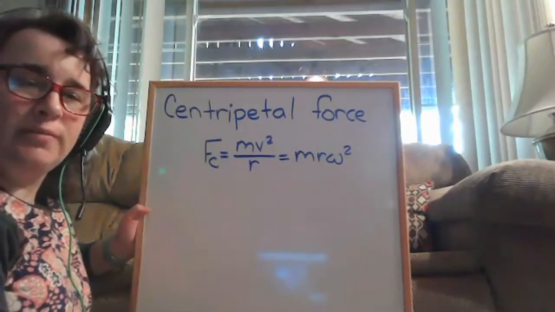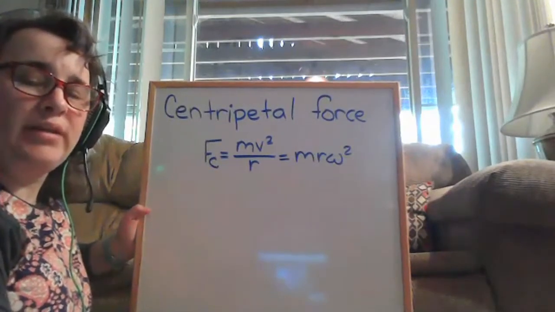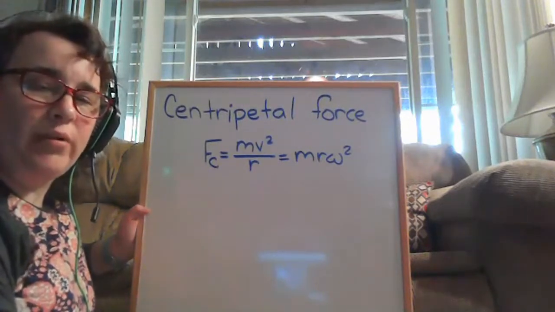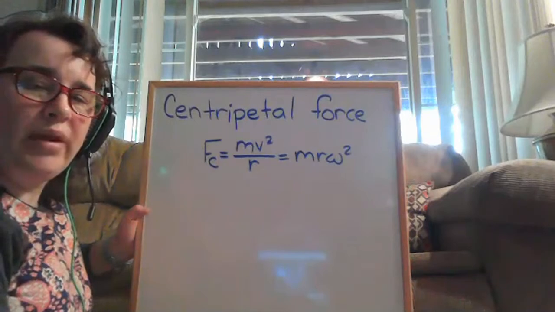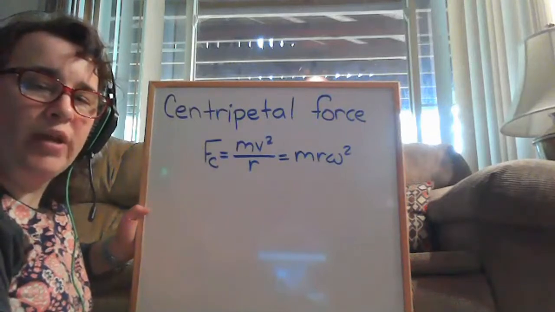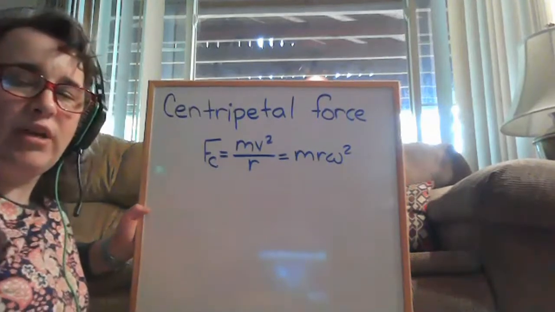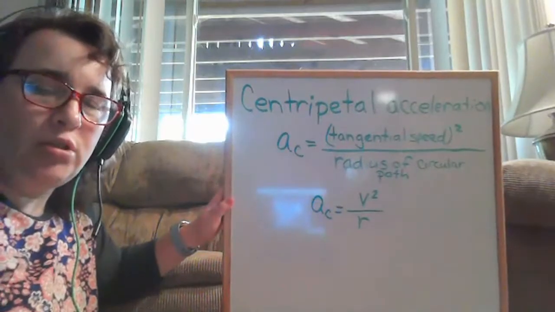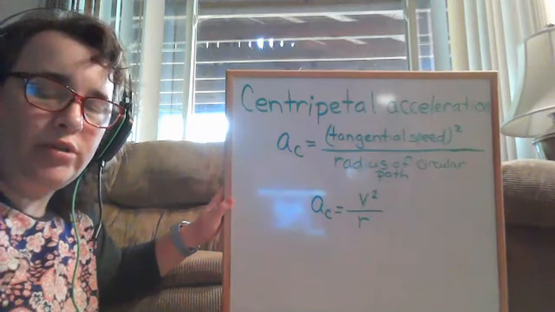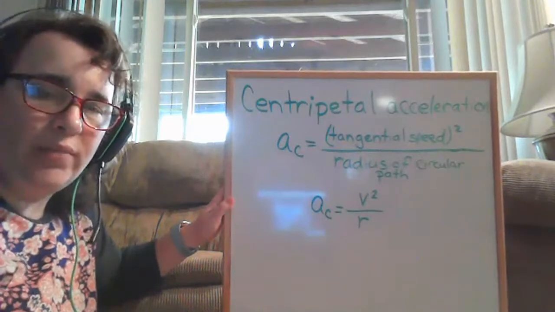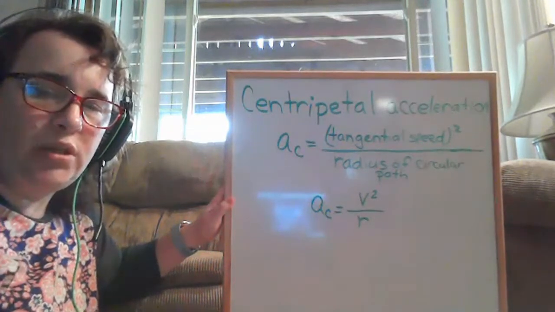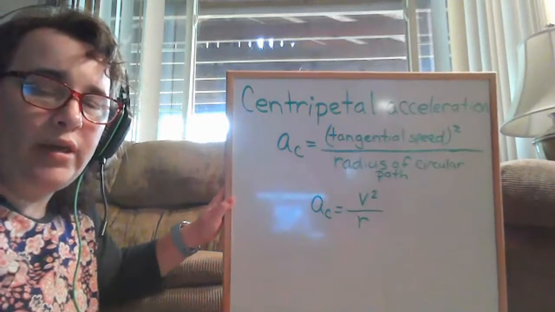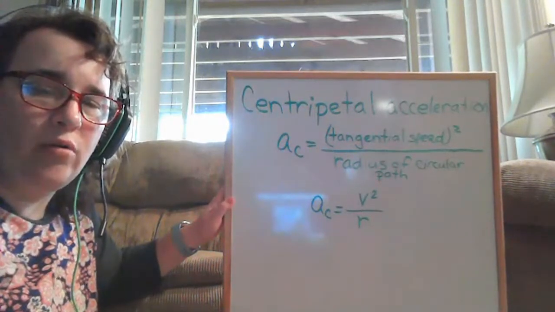Centripetal force is equal to the mass times the tangential velocity squared divided by the radius, which is equal to mass times the radius times omega squared, where omega is the angular velocity. Centripetal acceleration, we use the symbol AC, is equal to tangential speed squared divided by the radius of the circular path, or AC is equal to v squared over r.